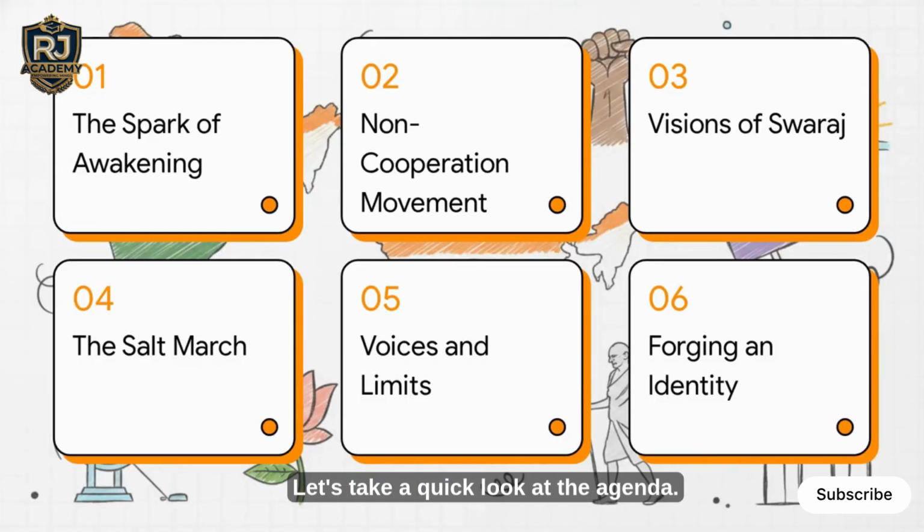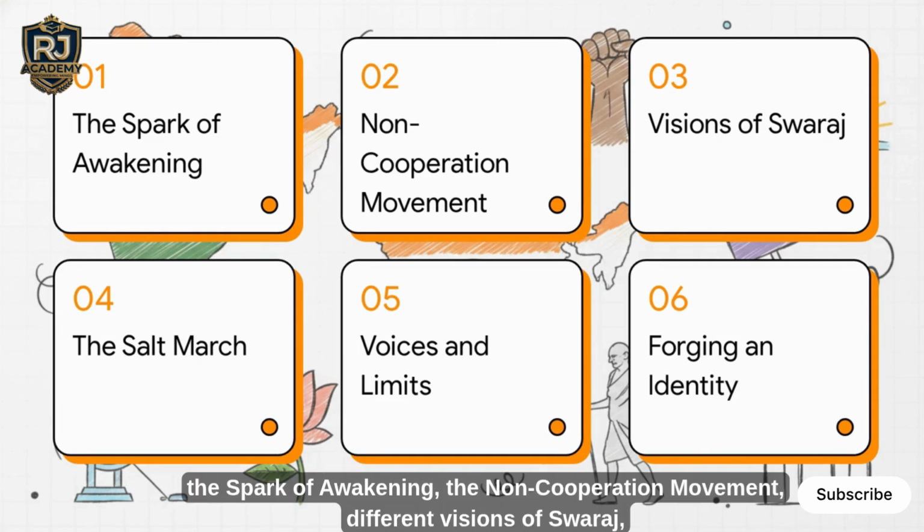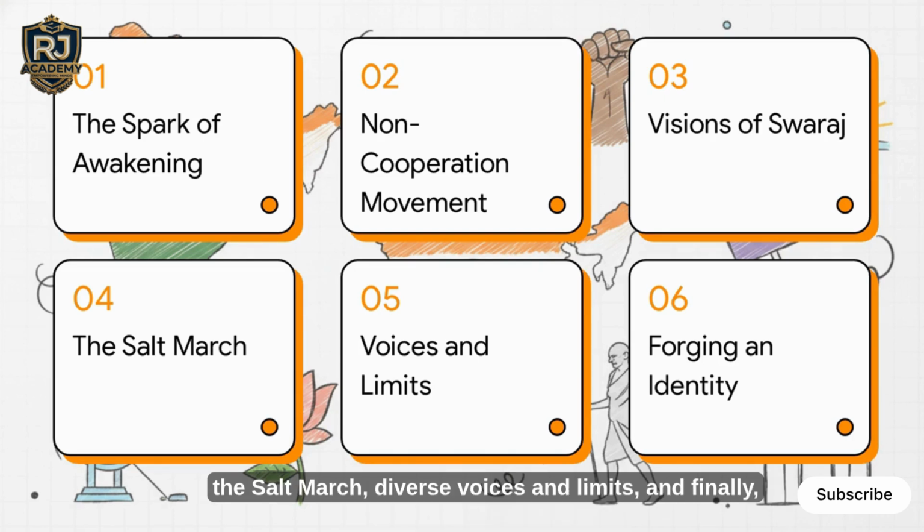Let's take a quick look at the agenda. We'll be hitting 6 key phases: the spark of awakening, the non-cooperation movement, different visions of Swaraj, the Salt March, diverse voices and limits, and finally, forging an Indian identity. All right, let's jump right in.